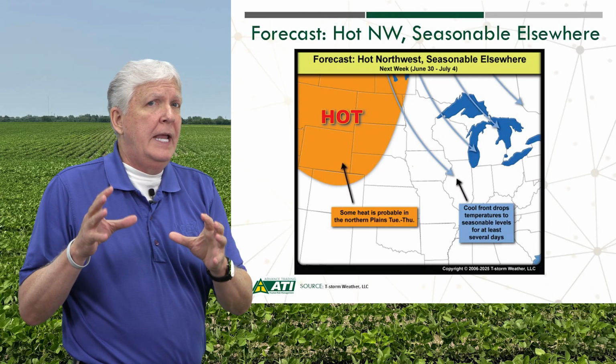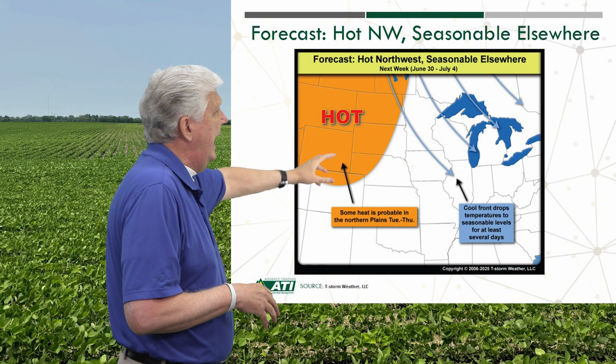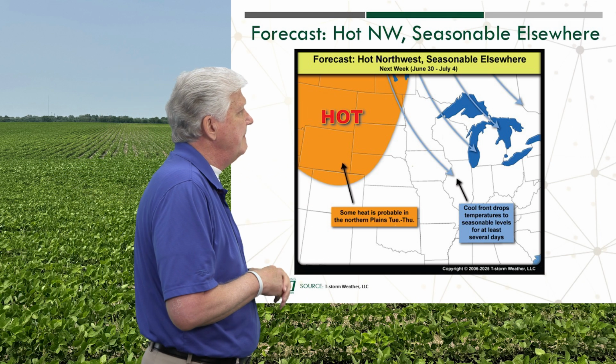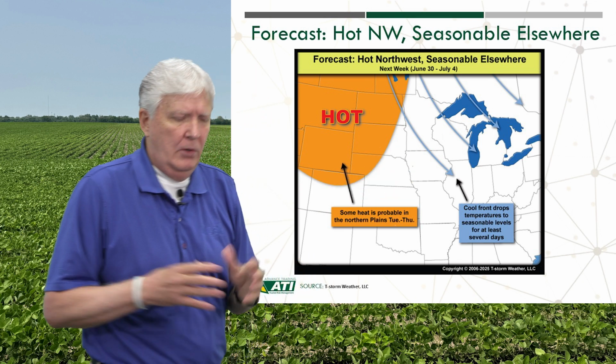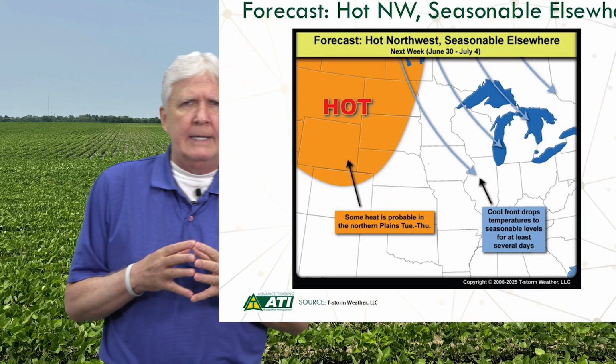Now let's take a look ahead to next week. Temperature-wise, it looks like the hottest temperatures are going to remain in the northern plains. And as we move south and particularly east, it looks like it's going to be more seasonable leading into that 4th of July weekend. Let's take a look at precip totals now over the next 2 weeks.